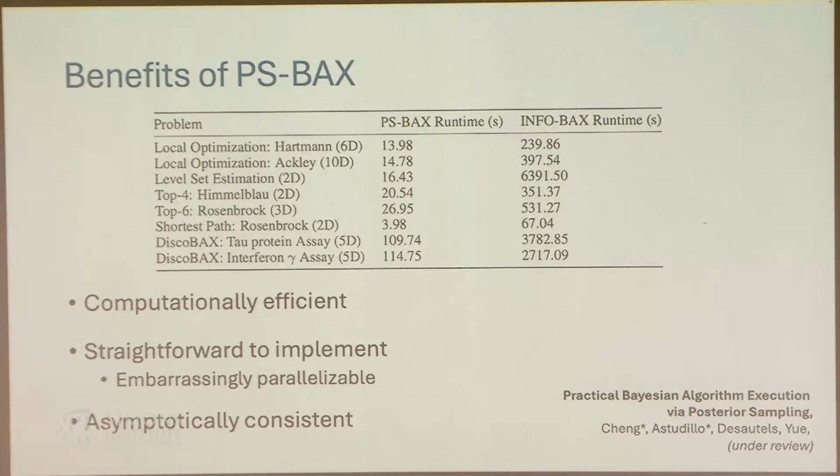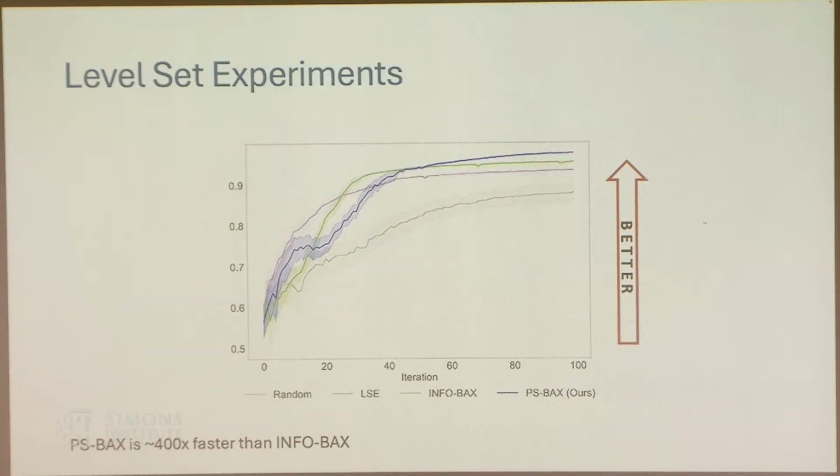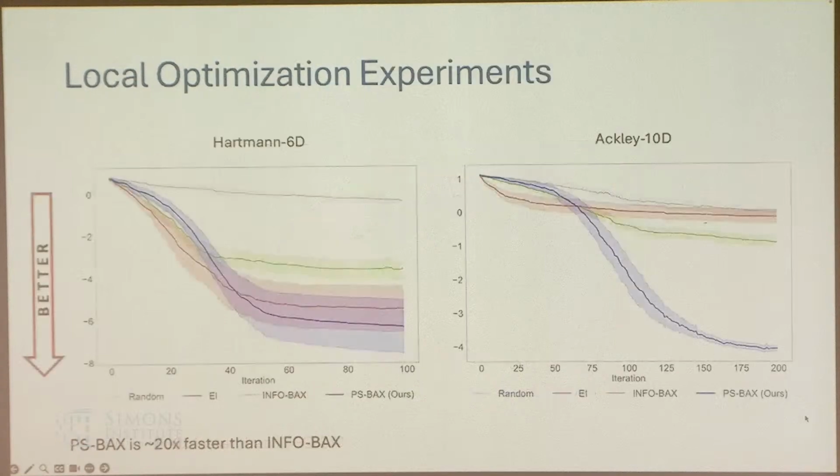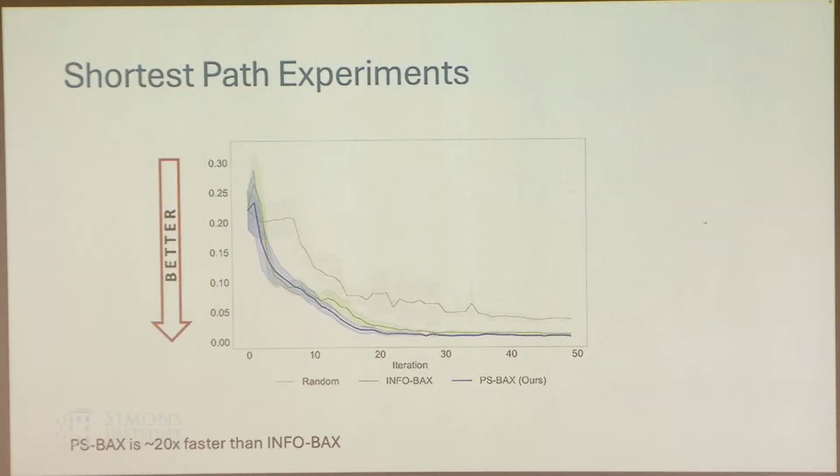It's asymptotically consistent. And I'll just run through a few quick experiments. This is the level set experiments where higher is better. Our algorithm, PS-BAX, is in blue. We perform a little bit better. You can say comparable to InfoBAX, but we're about 400 times faster to compute. In local optimization experiments, where the base algorithm is doing some local optimization, we're better than InfoBAX and about 20 times faster. The reason why we're better than InfoBAX in some of these cases is because InfoBAX is making an uncontrolled approximation to the nasty integral, which is sometimes good and sometimes not so good. Shortest path, we're about the same, 20 times faster to compute.